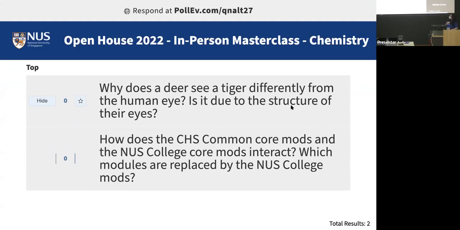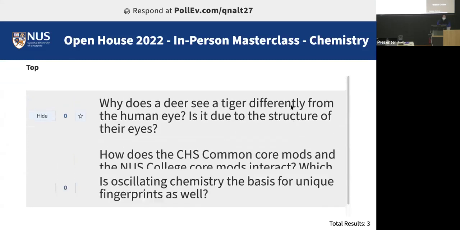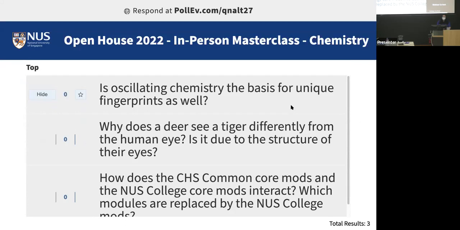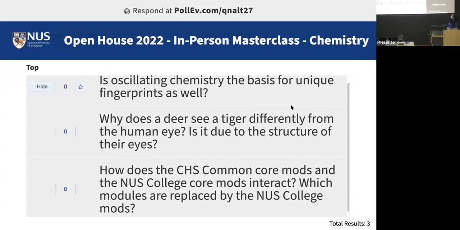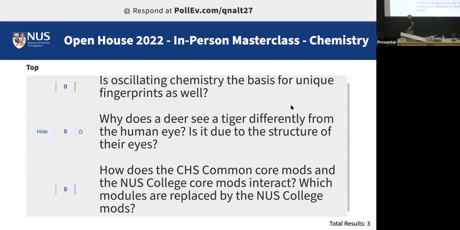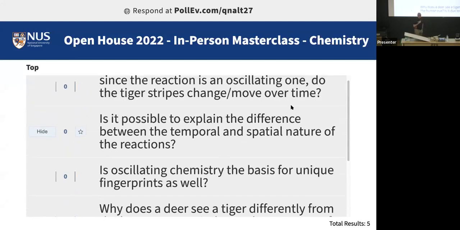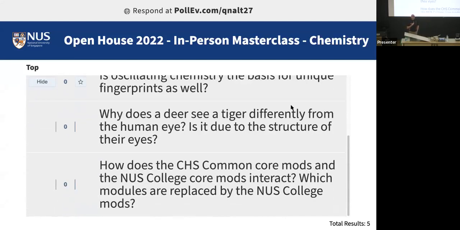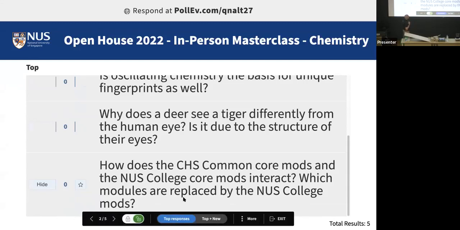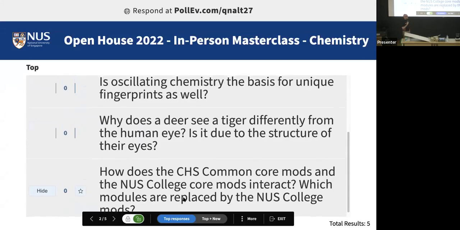So yes, that was due to the structure in the eyes. A deer is dichromatic, it can't see red, and so a tiger looks green to a deer. With regard to fingerprints, I think the answer is yes, but I'm not 100% sure. For that final question up there, I'm going to leave that to somebody else to answer. We've got people from chemistry, haven't we?